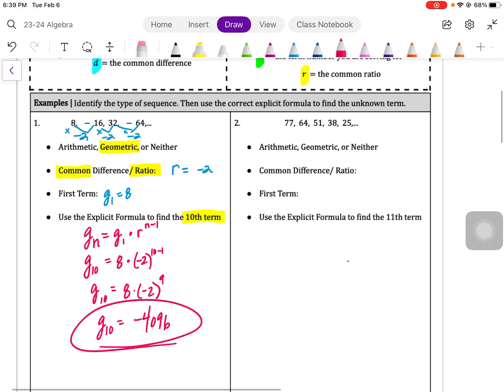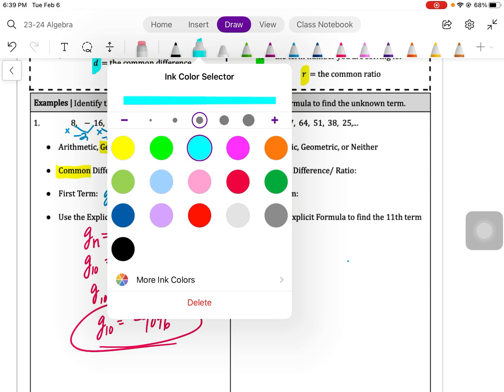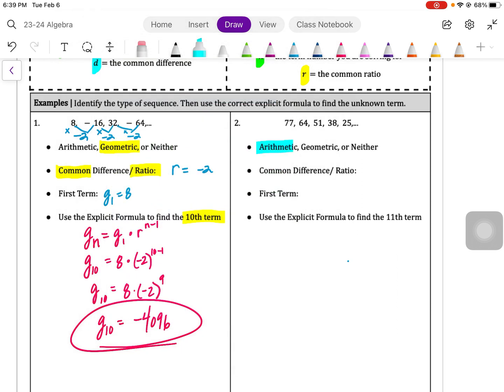Okay, all right, let's go to number 2. This time, I believe we have an arithmetic sequence, which means we're finding a common difference. If you look, I believe we are subtracting 13 every time. So 77 minus 13 is 64, minus 13 is 51, and so on. So our common difference is negative 13. The first term, which this time we call a sub 1, is 77.